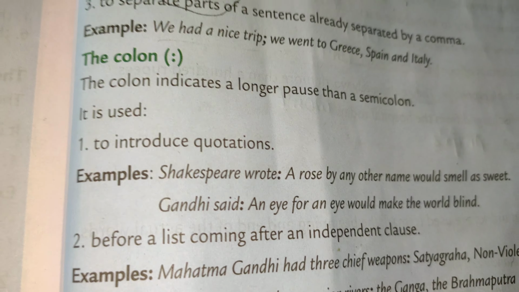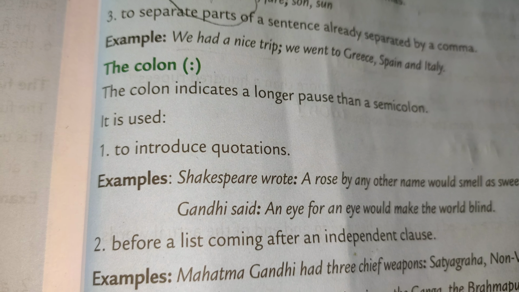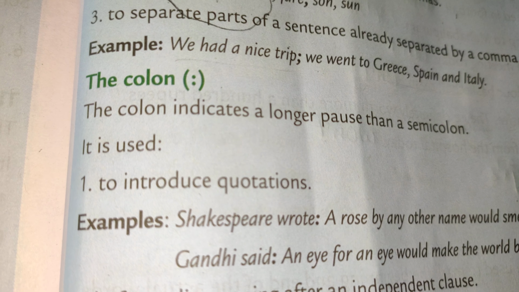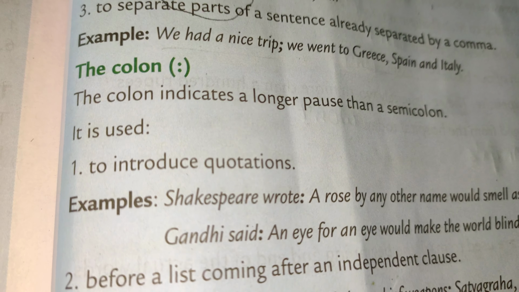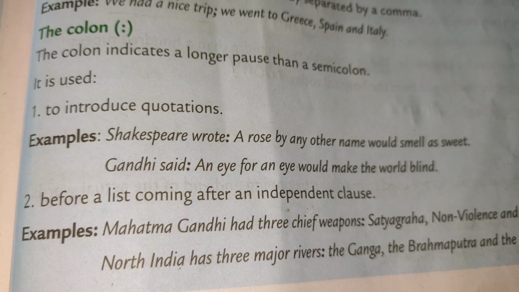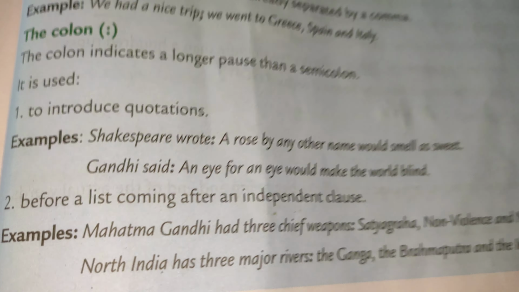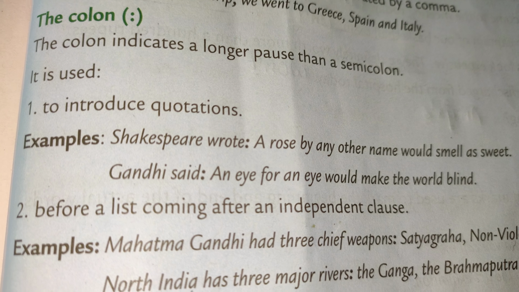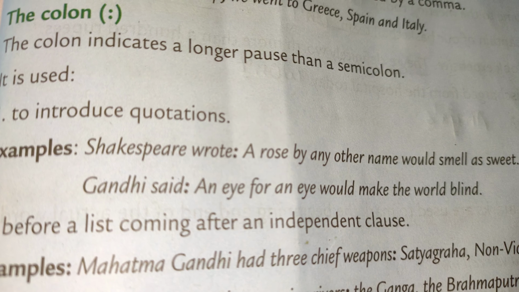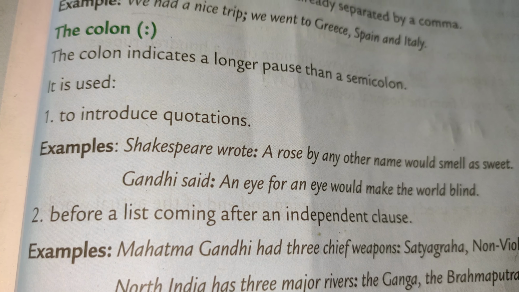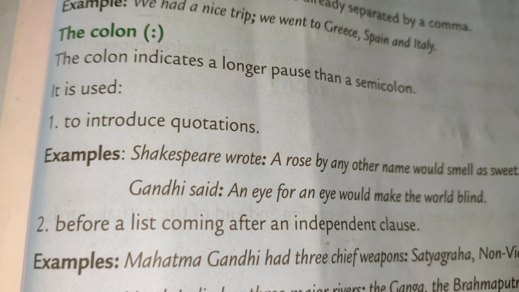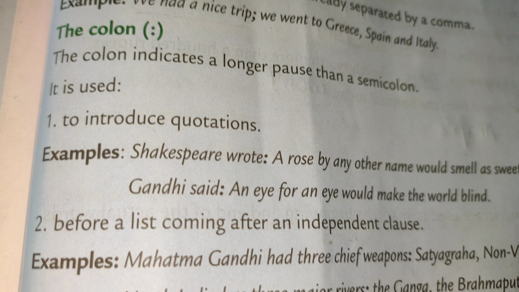Now we have the colon. So students, the colon is represented by this symbol. There are actually two dots, one above and the other one beneath. It is used to introduce quotations, like Shakespeare wrote, "A rose by another name would smell as sweet." So actually students, here we are telling what Shakespeare has written. If we have to separate the quotation, or if we are writing the quotation, then in that case we will use the colon.